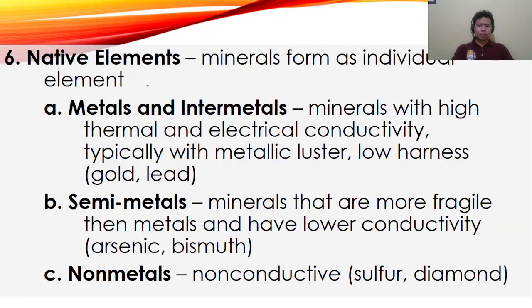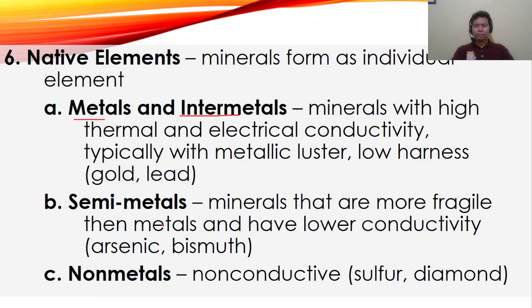Next, native metals or native elements. These are minerals formed as individual elements. The first category of native elements is metals and intermetals. These are minerals with high thermal and electrical conductivity, similar to the properties of metallic substances, wherein heat and electricity can easily pass through.